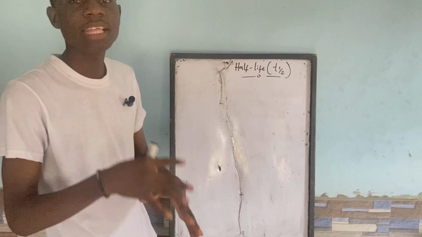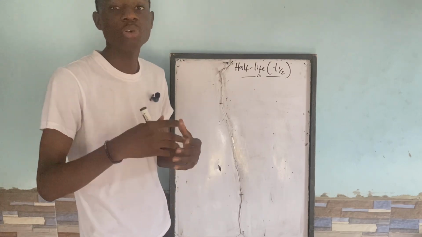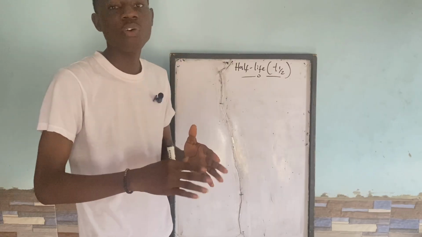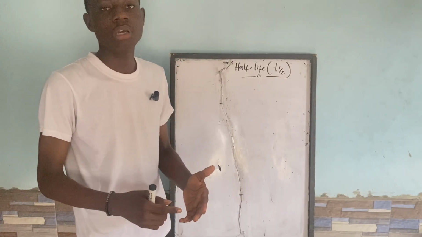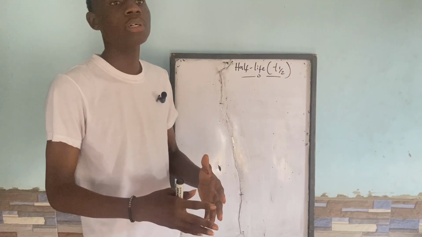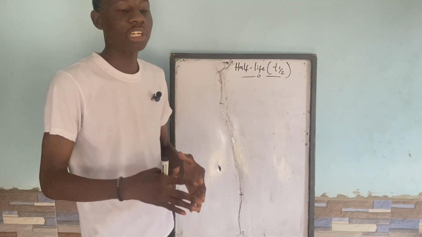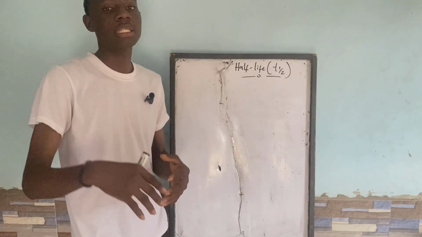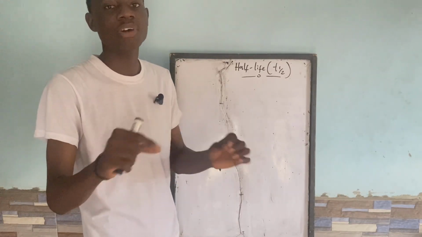So the half-life is the time required for the capacitor to reach half of the initial charge. Are we clear? So let's say, for example, the initial charge is 12. The time for the capacitor to reach a charge of 6, that is the time. That time is what is referred to as the half-life.